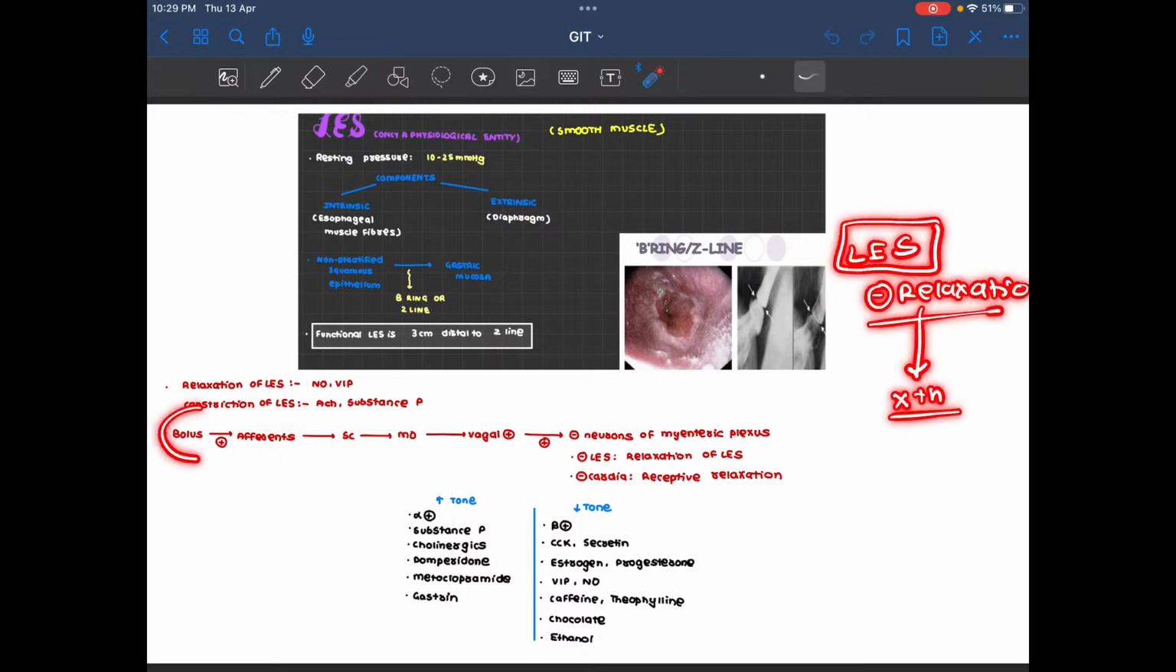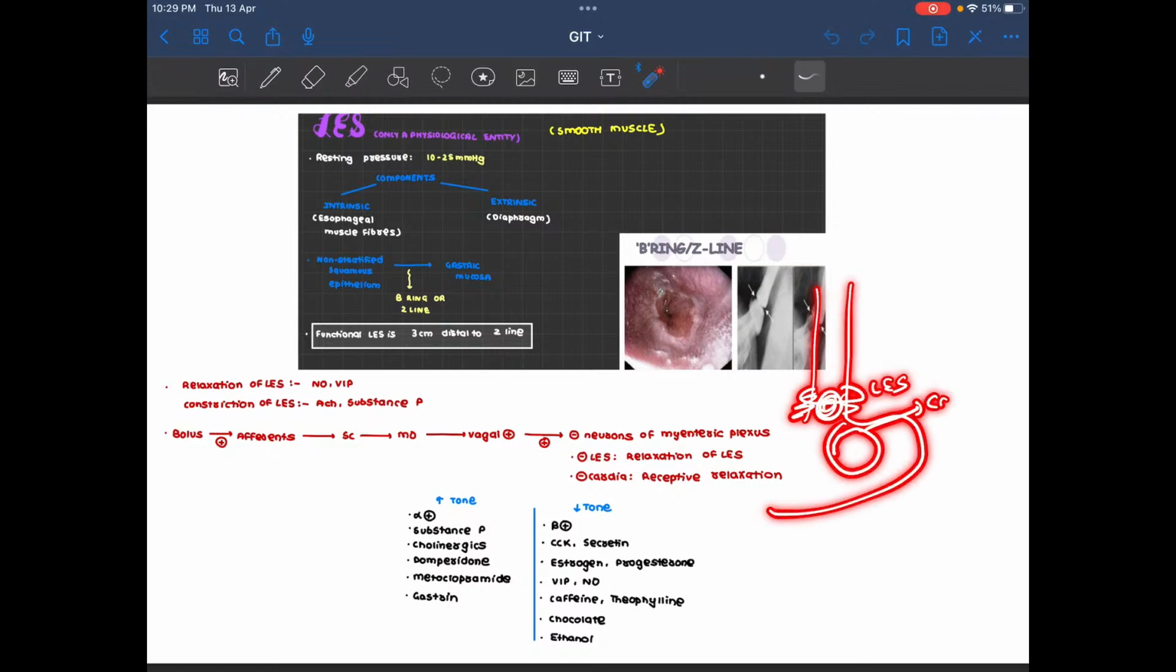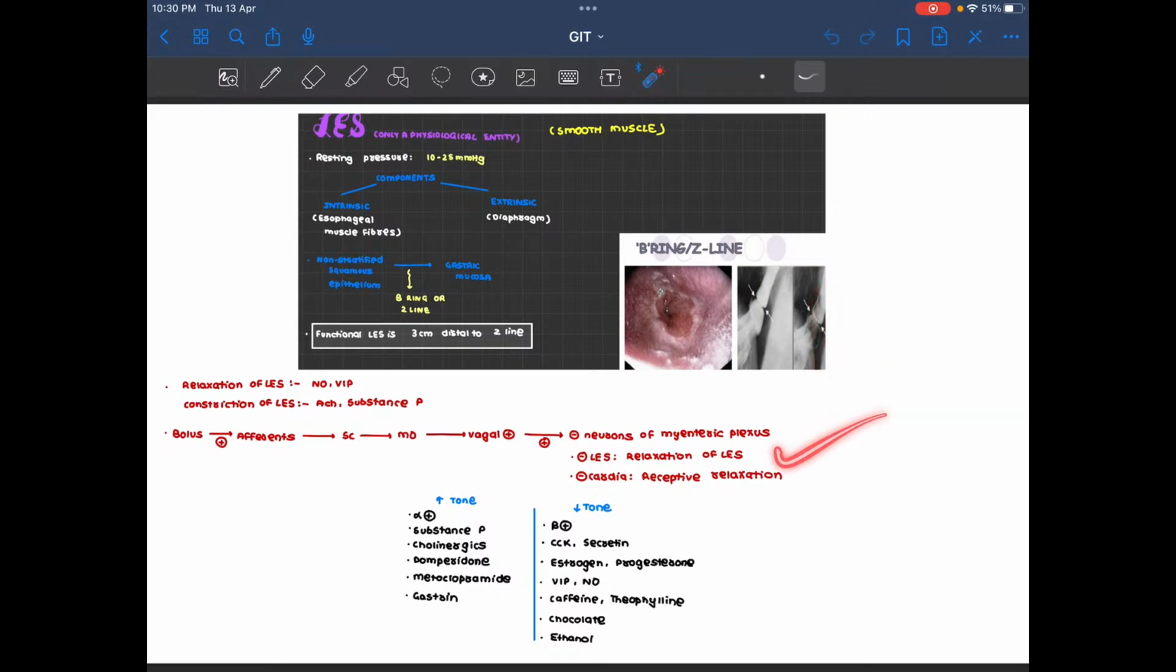So what happens is whenever the bolus enters at the lower portion of the esophagus, it's going to stimulate its afferent that's going to be carried to the spinal cord, ultimately to the medulla oblongata and to the vagus. And now what will the vagus do? It's going to inhibit your LES as well as it's going to inhibit the cardia as well. So the tone of the esophagus or the LES is going to be released, but the bolus that is coming, we need to accommodate that bolus into the stomach. So the cardia also undergoes receptive relaxation, which we're going to talk about. Okay? So this is what is happening.